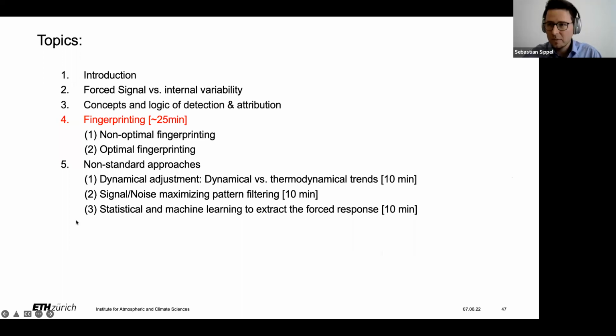forced response. I'm not sure if we get through all of these things, but in case we don't, I also have some links to further information so you could look at them by yourself. I would also like to invite you to always ask questions if questions arise, and then we can hopefully take the time to discuss.